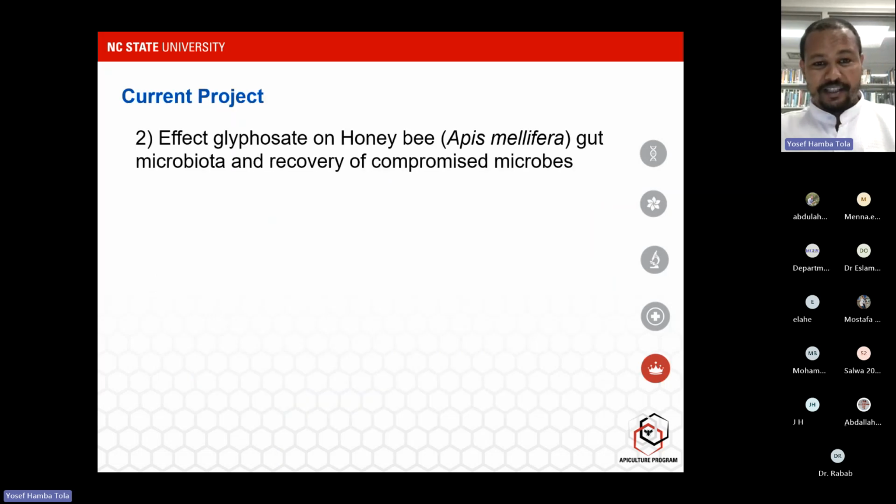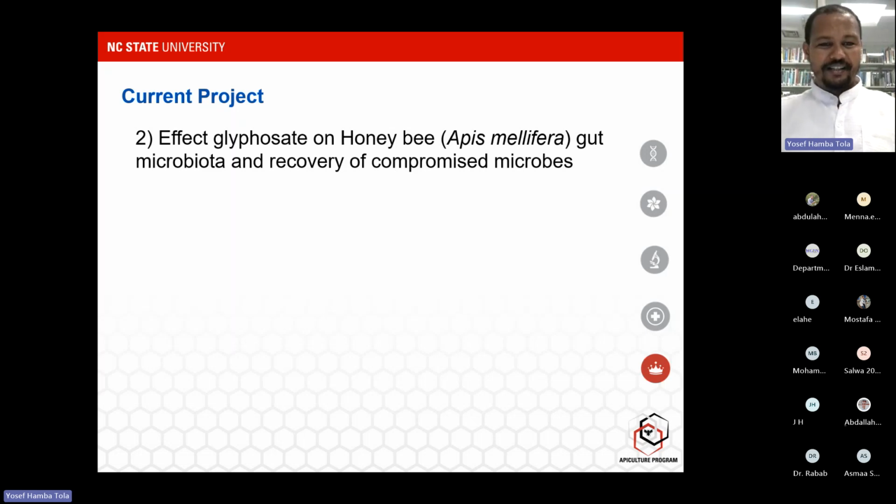My second project is, as I mentioned in the introduction, that bees are being affected by different factors, and pesticides are one of the factors contributing to colony collapse and population decline. Here I'm interested to see how herbicides can affect the gut microbiome. Not only the effect, I'm also interested to see how the microbes compromised by the herbicide recover in newly emerged, germ-free bees.